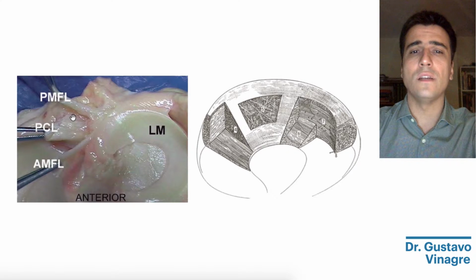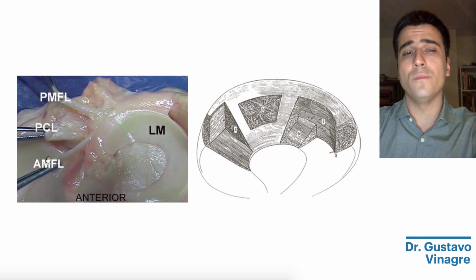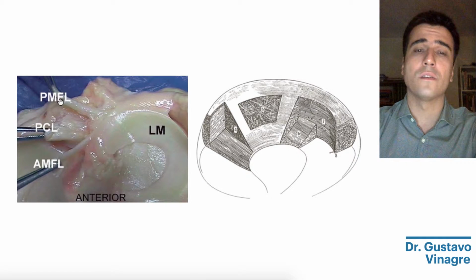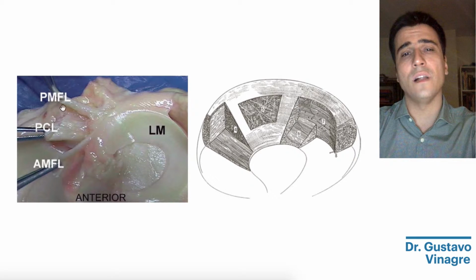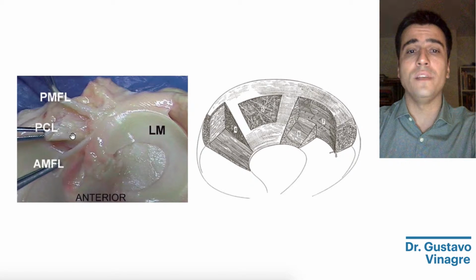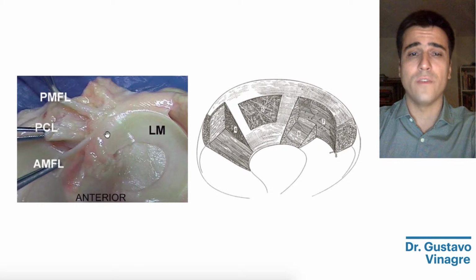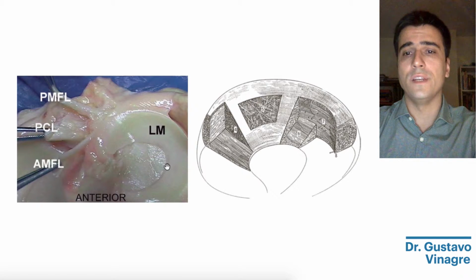As you can see here, there is an anterior meniscofemoral ligament and a posterior meniscofemoral ligament. One is anterior to the PCL and the other posterior to the PCL. So when you have a PCL tear, they both can avoid the posterior drawer of the knee.